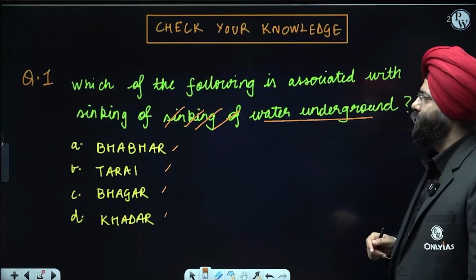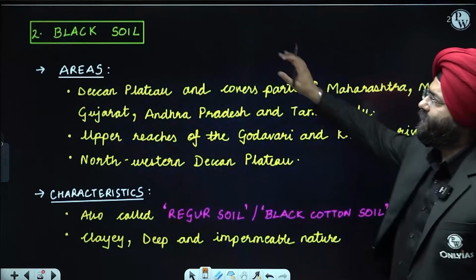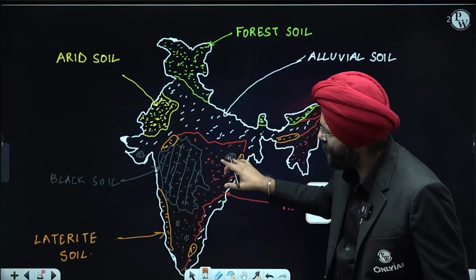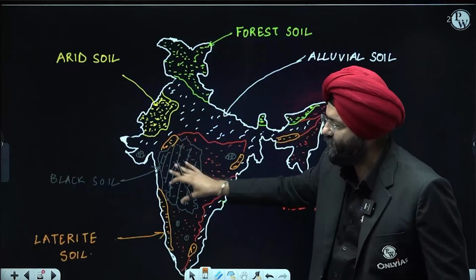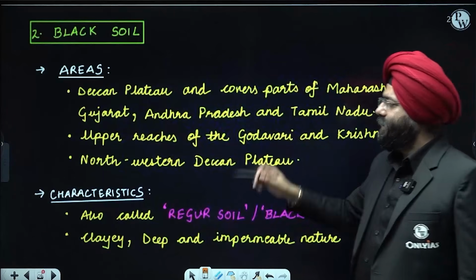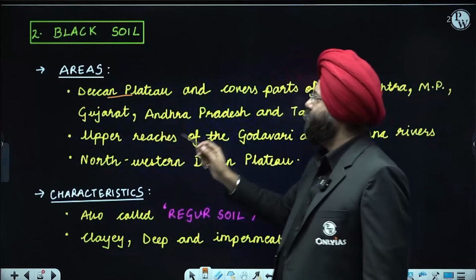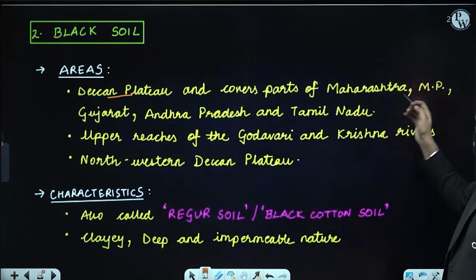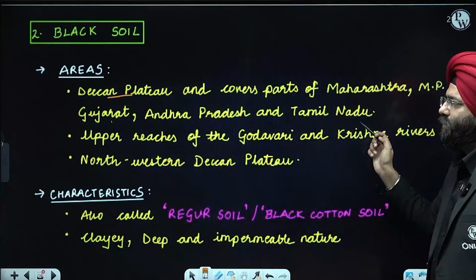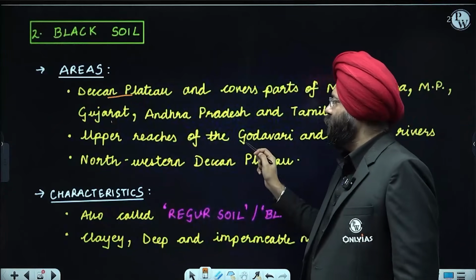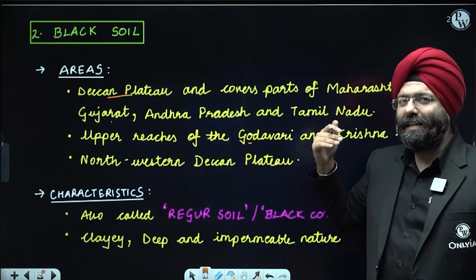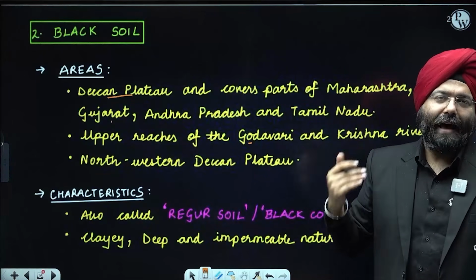Let's continue. Again, you realize the next is black soil. You see this particular region, this is black soil. There are certain other parts also which are associated with black soil. So this is a black soil region, predominantly in the region of the Deccan Plateau. Now see, the Deccan Plateau covers parts of Maharashtra, Madhya Pradesh, Gujarat, Andhra Pradesh, and Tamil Nadu part also. The upper reaches of the Godavari and Krishna rivers and the northwestern Deccan Plateau. So these are the regions where you see the black soil being present.